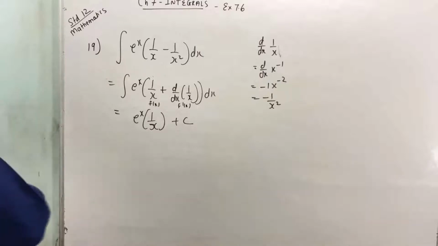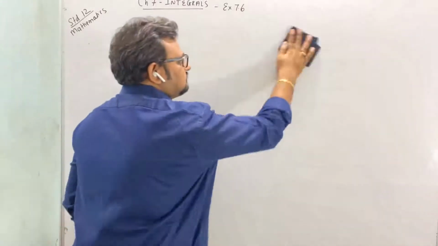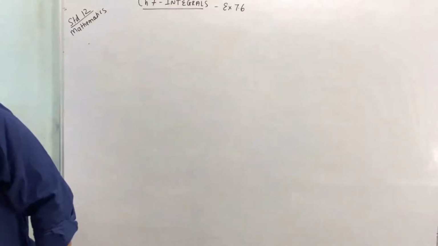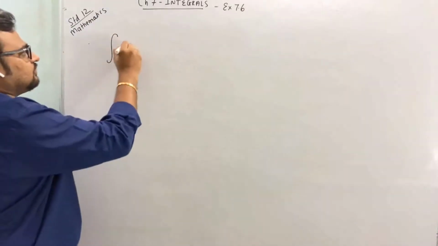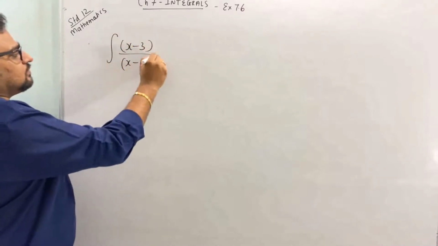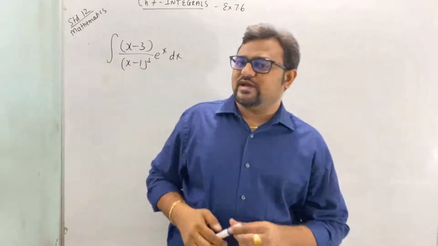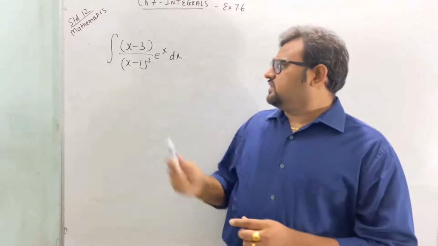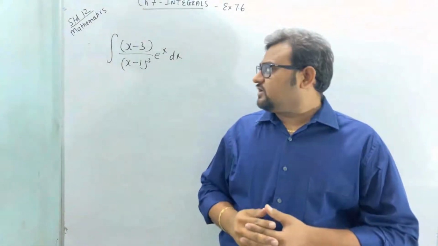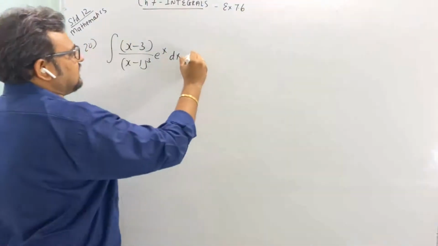Let's move to the next one. Question number 20: integration of (x minus 3) upon (x minus 1) cube, e raised to x dx. So, see, again it is e raised to x. Clear? So we'll try to do some adjustment. This is question number 20.